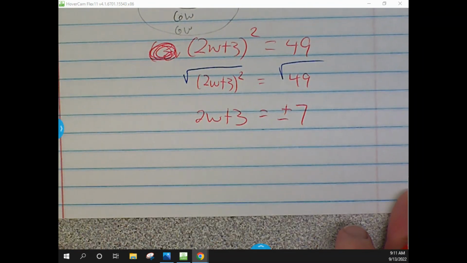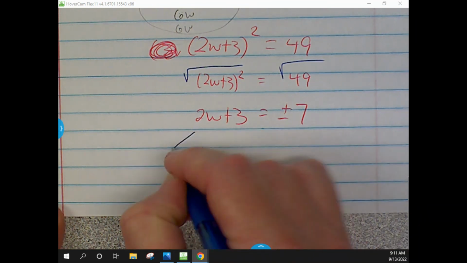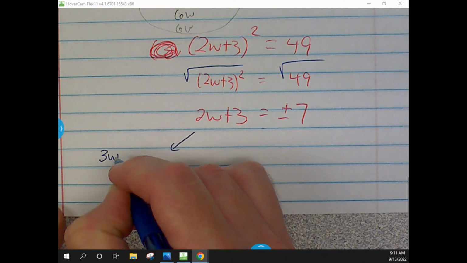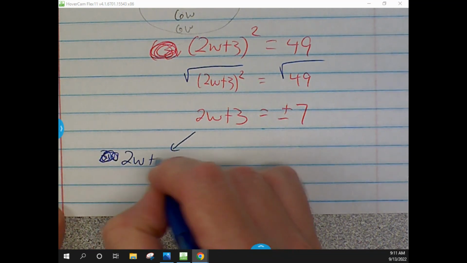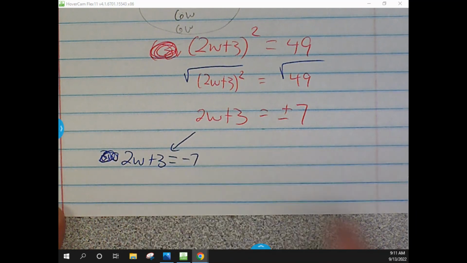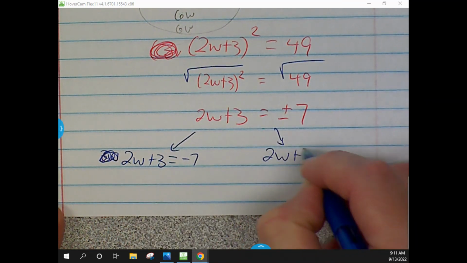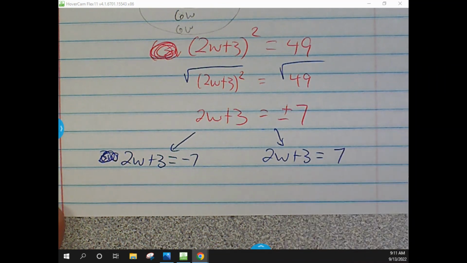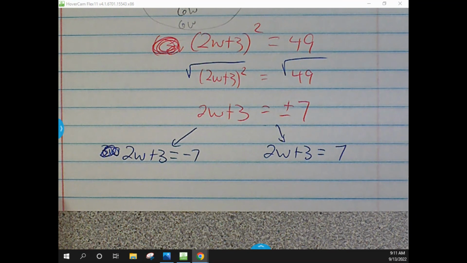Okay, and then the hardest thing becomes, obviously, other than pairing it up so it looks that way, that one time you're going to do 2w plus 3 equals negative 7. I cannot draw 2 for some reason. And we're also going to do 2w plus 3 equals positive 7. You might get a whole number, you might get a fraction. Don't know until we work it out.